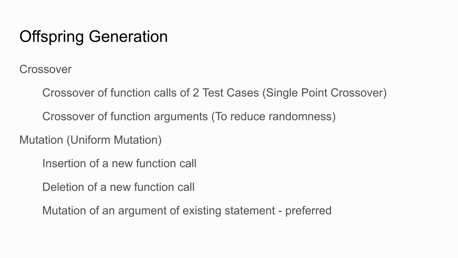Offspring generation. While talking about the genetic algorithms, crossover and mutation are the important problem-specific implementations that we should consider. For our crossover, we decided to use a single-point crossover and also the crossover function of arguments. And for mutation, we decided to stick with a uniform mutation, which is also implemented in the EvoSuite and the original paper. Uniform mutation is an insertion, deletion, and mutation of an argument of an existing statement.